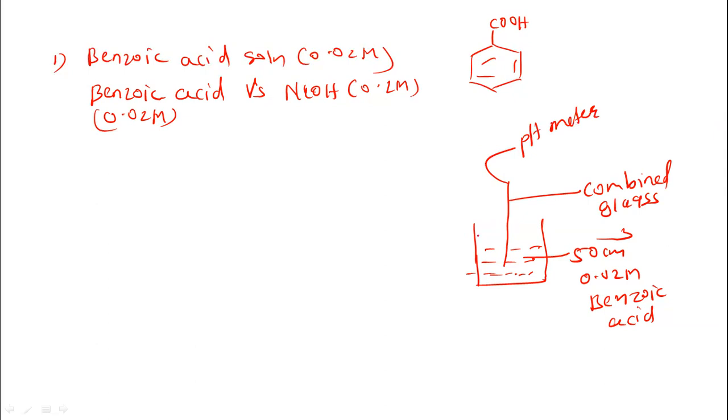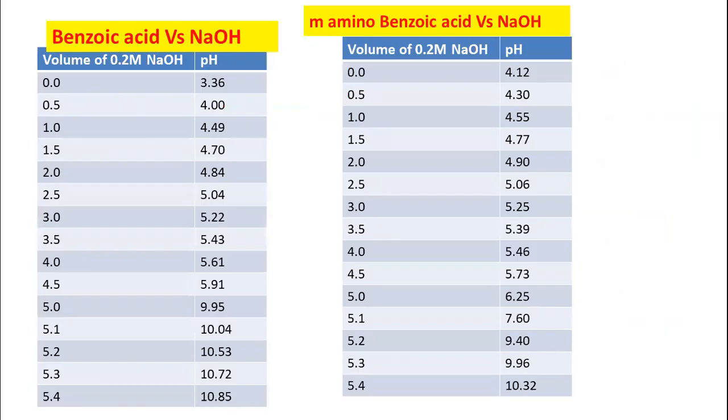Before titrating the solution, we have to standardize the pH meter using pH 4 or pH 9.2 buffer solutions. Standardization of the pH meter is the first step. Then take the solution of benzoic acid in a beaker, dip the combined glass electrode, and connect the electrode to the pH meter. We will get the reading here. I would like to show the readings belonging to this titration of benzoic acid.